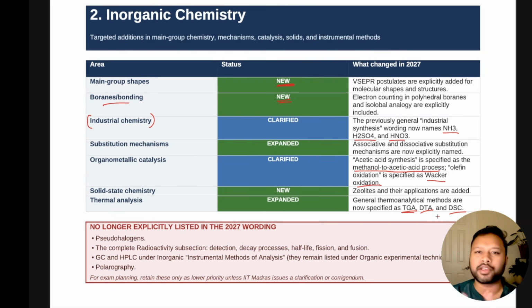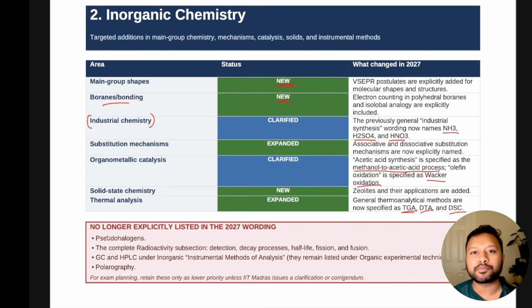Okay, somebody who's doing a PhD might know this, especially somebody doing inorganic chemistry. They keep doing this TGA, DTA, and DSC. These are very important techniques, and they are being included now, considering their importance in research.